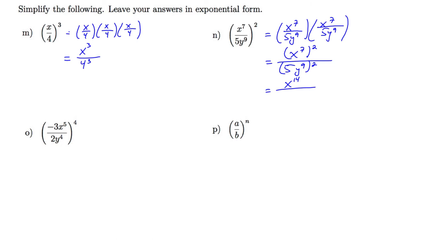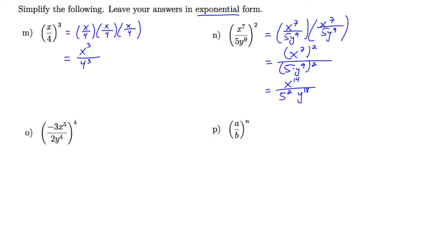In the denominator, first we're going to have to apply that outer exponent of 2 to each of the factors on the inside, so we'll have 5 squared, and separately y to the 9th squared. But I know y to the 9th quantity squared means I'm going to actually multiply the 9 and the 2, and so I'll end up with y to the 18th. So our final answer here, because it tells us to leave it in exponential form, is x to the 14th over 5 squared y to the 18th.